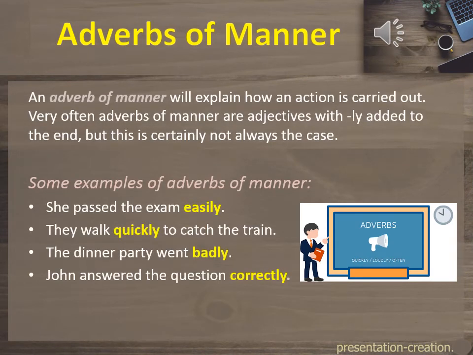Let's learn the most used types of adverbs. The first type, adverbs of manner. An adverb of manner will explain how an action is carried out. For example, she passed the exam easily. Easily describes how she passed the exam. So we understand that easily is an adverb of manner.